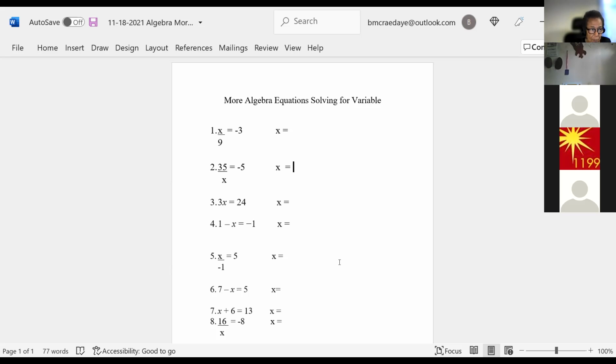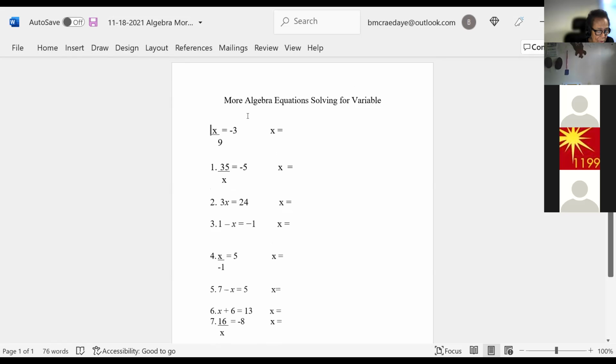What is this? 3x equals 24. Yes. Okay, move that over some. 35 over x equal minus 5. And the first one is x. So how do we do that one? The 35 over x, you got to do something to the x. Well, you got to solve for the x. 7 times 5 is 35. I can't figure it out.